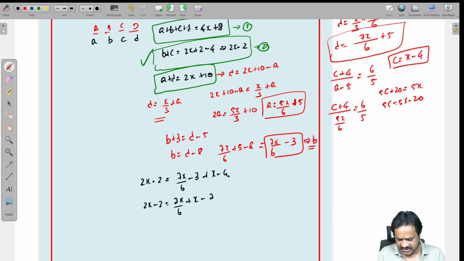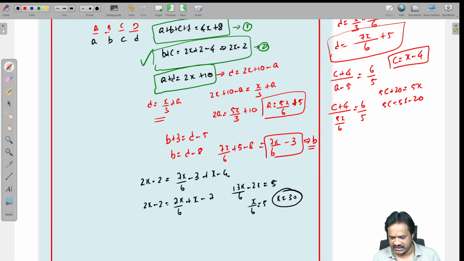So here it will be 13x by 6 minus 2x is equal to, if you send this minus 7 across, it will be plus 7. Plus 7 minus 2 is 5. Therefore, we are going to get x by 6 equal to 5. x is equal to 30. We got the x value 30.